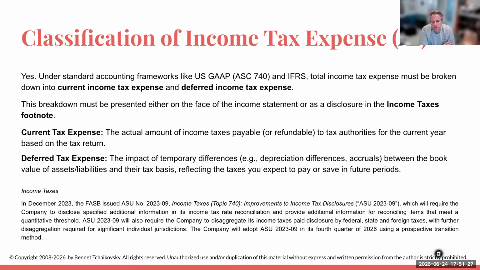Now, when it comes to the classification of income tax expense, basically you've got to break things down between current and deferred. What I also picked up when I was going through here is that there are going to be additional disclosures required. In December 2023, a new FASB update was issued. It required the company to disaggregate its income taxes paid by federal, state, and foreign taxes, with disaggregation required for significant individual jurisdictions. That's going to sound like a lot of fun to go through and prepare.